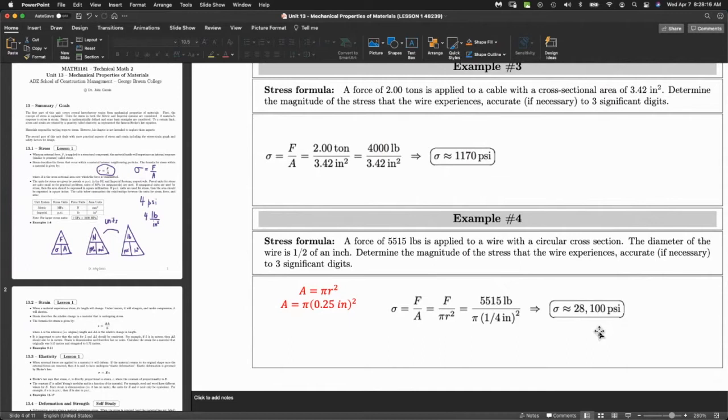Keep in mind, this is 3 significant digits. So it's 28,100 whatever. It could be 100 something, it could be less than 100, but when you round it, I want 3 sig figs. Can someone confirm they agree with this result? Thank you, Sean.